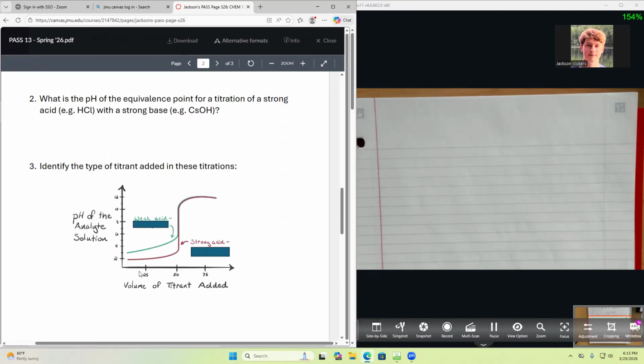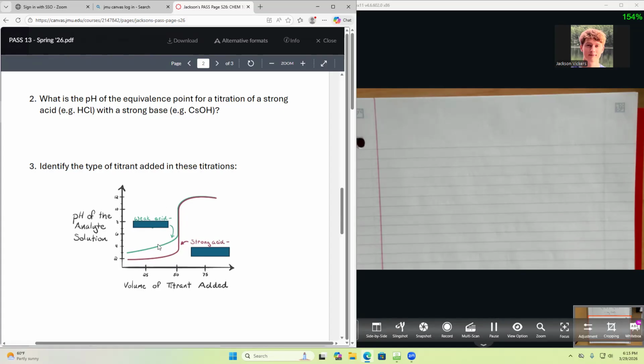We know we're adding base because once we've added nothing, at the very beginning of this curve, we're at a pH of 2. That means sitting in that flask before we've dripped anything in is something very acidic. As we start dripping things in with the titration, it takes some time, but eventually we get a sharp increase. This is where we hit the equivalence point again, and it becomes basic. So it would have to react away with base.